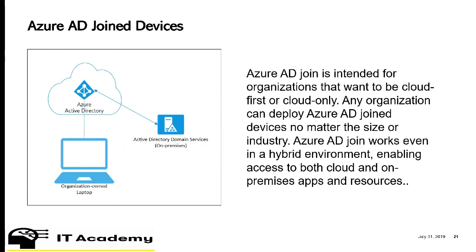Azure AD joined devices are ones that usually are organization owned. What that means is Azure AD join is intended for organizations that want to be cloud first or cloud only. Any organization can deploy Azure AD joined devices no matter the size or the industry they work in. Azure AD join works even in a hybrid environment where we've hybrid connected our Active Directory Domain Services to Azure AD. That will enable access to both cloud and on-premise applications and resources from that Azure AD joined device.